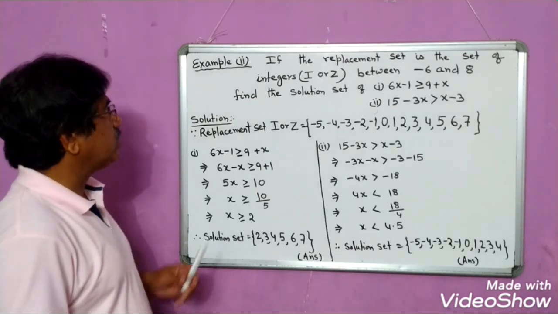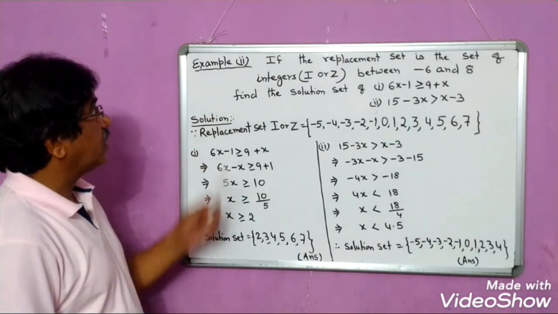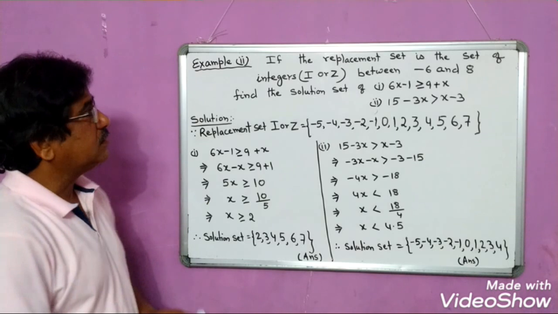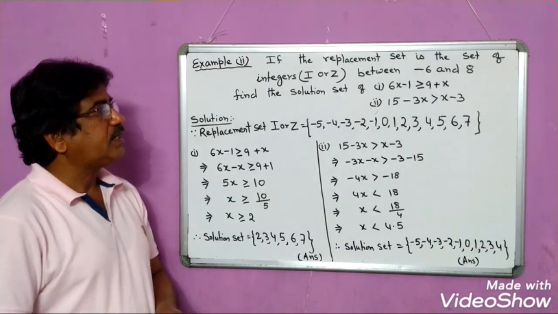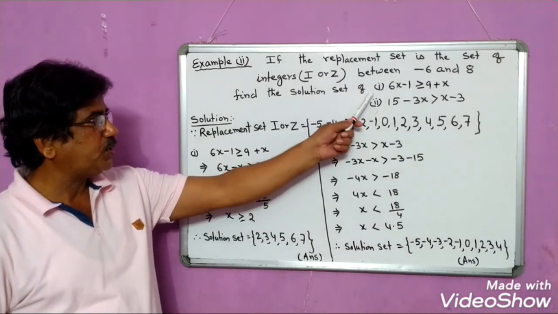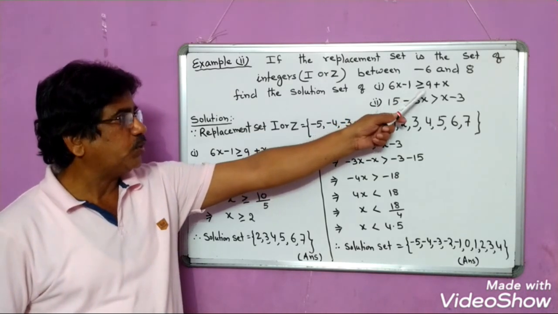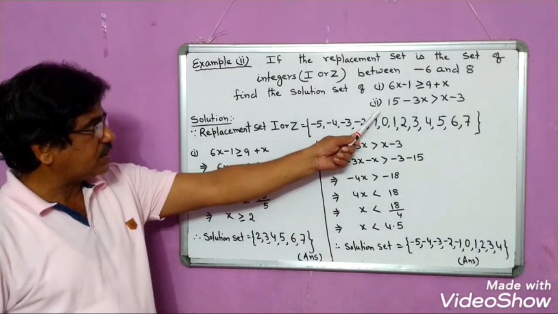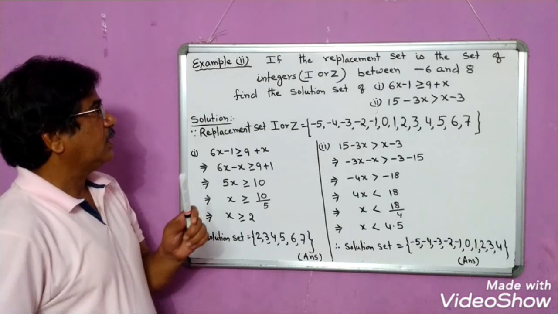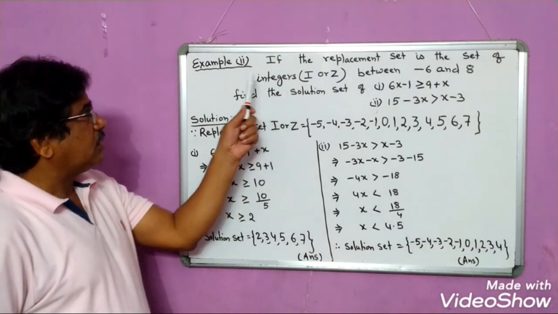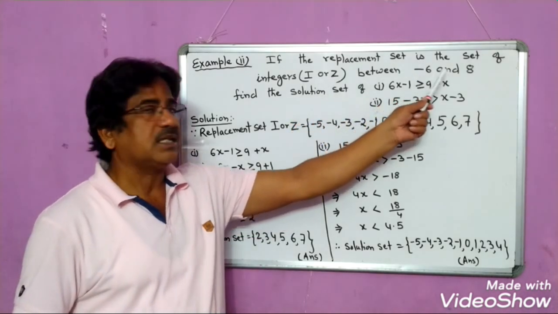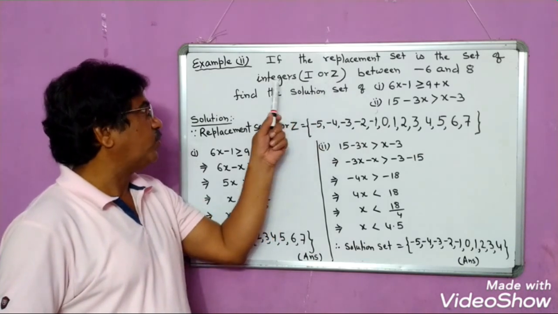So now let us take one more example based on the replacement set. In this example, the question says that if the replacement set is the set of integers between minus 6 and 8, find the solution set of two parts. In the first part, 6x minus 1 is greater than or equal to 9 plus x. And the second part is 15 minus 3x greater than x minus 3. Now, here the replacement set is the integers between minus 6 and 8. I or Z is the symbol for integers.